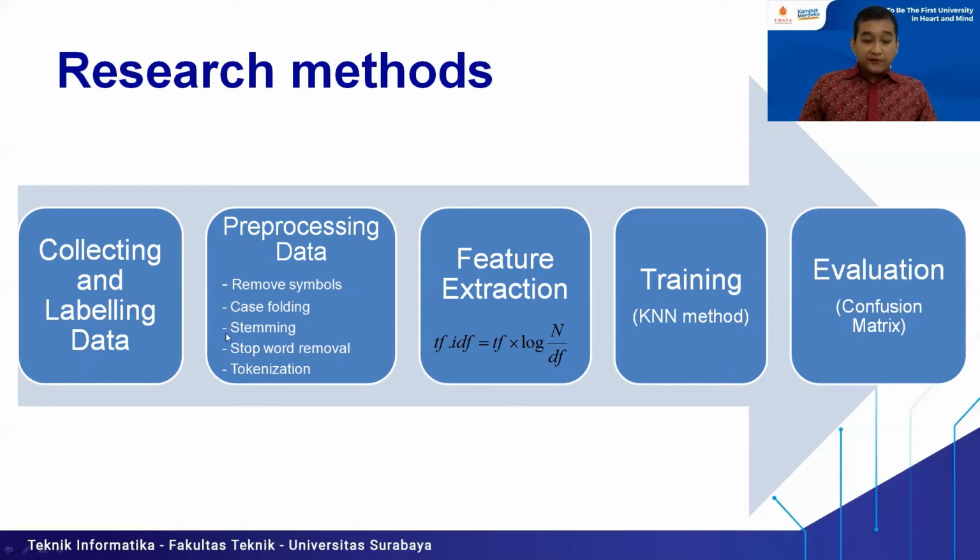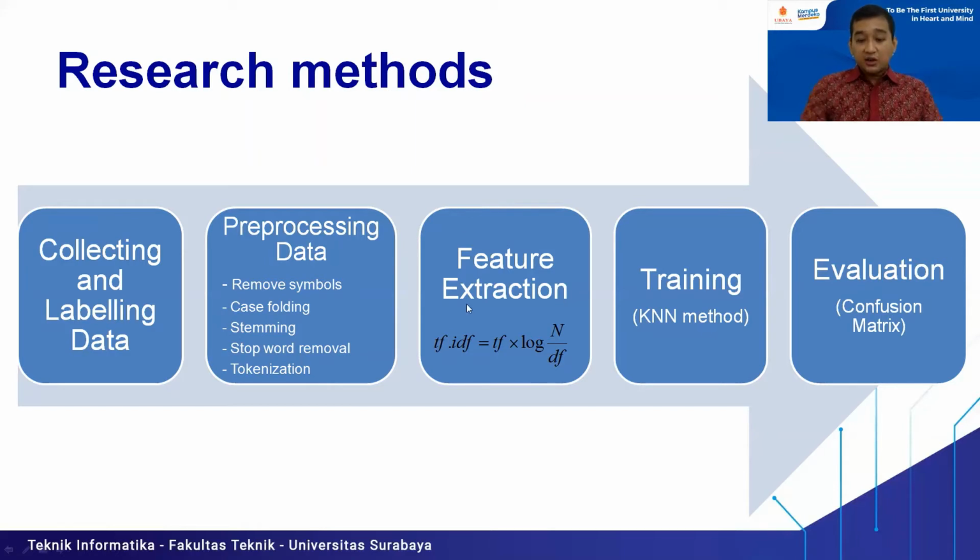The next step after stemming is stop word removal. This step is used to remove words that have no effect on classification process, such as yang, dari, di, ke, dan, atau, and so on. The last step in pre-processing is tokenization, where sentences are divided into words.